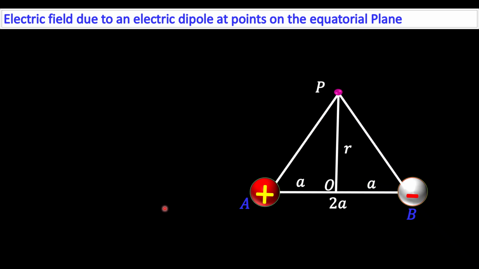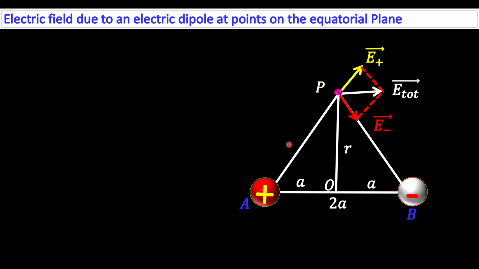Because of this, the magnitude of electric field produced at point P due to the positive charge is equal to the magnitude of electric field at point P due to the negative charge. But the directions of the electric field vectors are different. For a positive charge, the electric field vector, that is E plus vector, is away from the positive charge. For a negative charge, the E minus vector is towards the negative charge. According to parallelogram vector addition, the resultant vector E total is towards the right side.